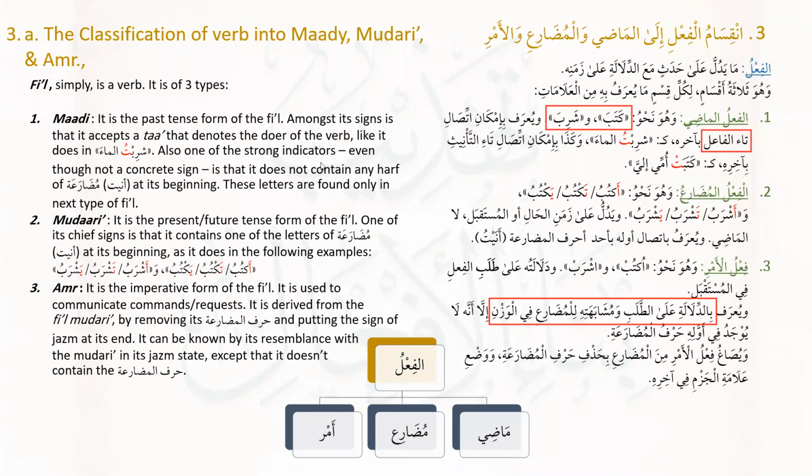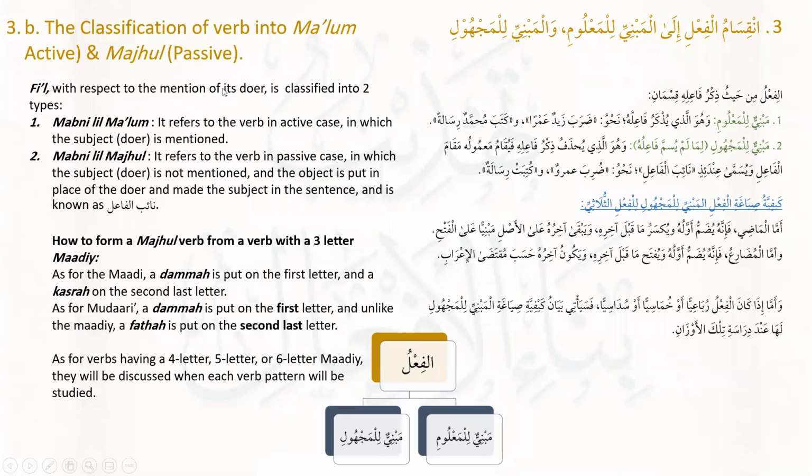نبدأ الآن في التقسيم الثالث. لحظة. التقسيم الثاني. Let's start with the second classification of فعل, and that is the classification of فعل أو انقسام الفعل إلى المبني للمعلوم والمبني للمجهول. Why did we discuss these two classifications first before the other classifications? That is because we have already studied these once in Nahu, and the other three we haven't yet studied in a proper manner. So first let's get done with these, and then inshallah we can move on to the others بإذن الله تعالى.